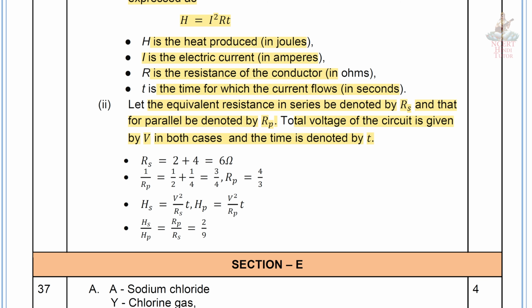Rs is equal to, so series resistance we know 2 plus 4 is equal to 6 ohm. For parallel resistance, 1 divided by Rp is equal to 1 by 2 plus 1 by 4, which is equal to 3 by 4. So resistance in parallel is equal to 4 by 3. Hs is equal to V square T divided by Rs and Hp is equal to V square upon Rp multiplied by T. So Hs divided by Hp is equal to Rp divided by Rs, which is equal to 2 by 9.